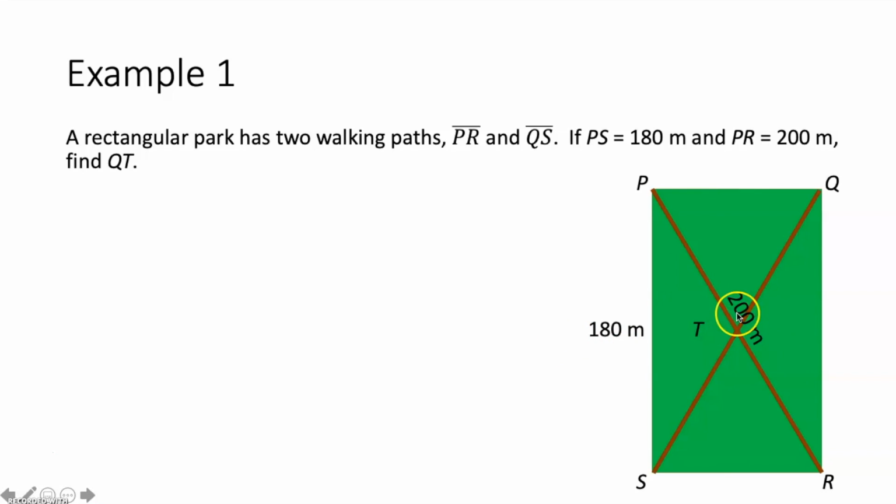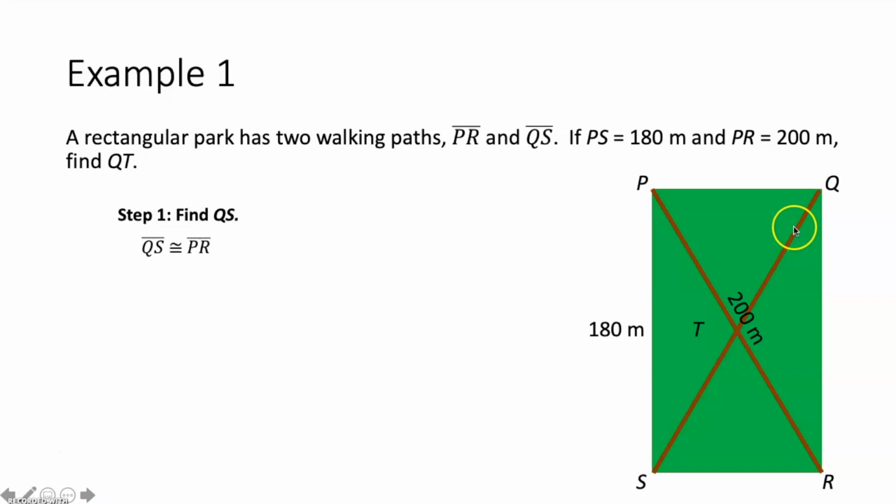Perfect. Now that we've labeled it, what are we trying to find? We're trying to find the measure of segment QT. So the measure of segment QT would be this segment right here. Interesting. We're not even given that diagonal. Well, we are told that PQRS is a rectangular park, meaning that it's a rectangle. And we just learned that in a rectangle, the diagonals are congruent to each other. So if we know the measure of segment PR, then we should know the measure of segment QS. So how do we find the measure of segment QS?